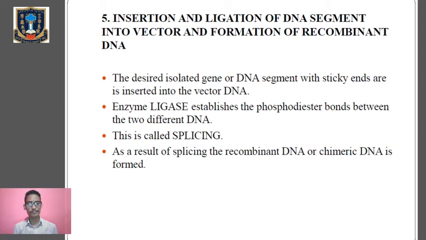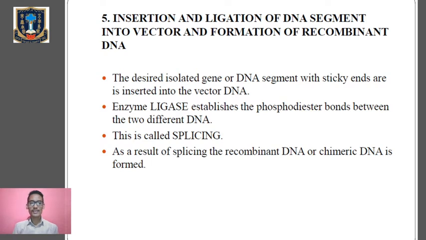Clear? So first of all, we will isolate the gene of interest from the foreign DNA having the sticky ends. We will cut it with the help of restriction endonuclease enzyme, and we will insert that foreign DNA having the gene of interest into the vector DNA. Remember, both the vector DNA and the foreign DNA need to be cut by the same restriction endonuclease enzyme.